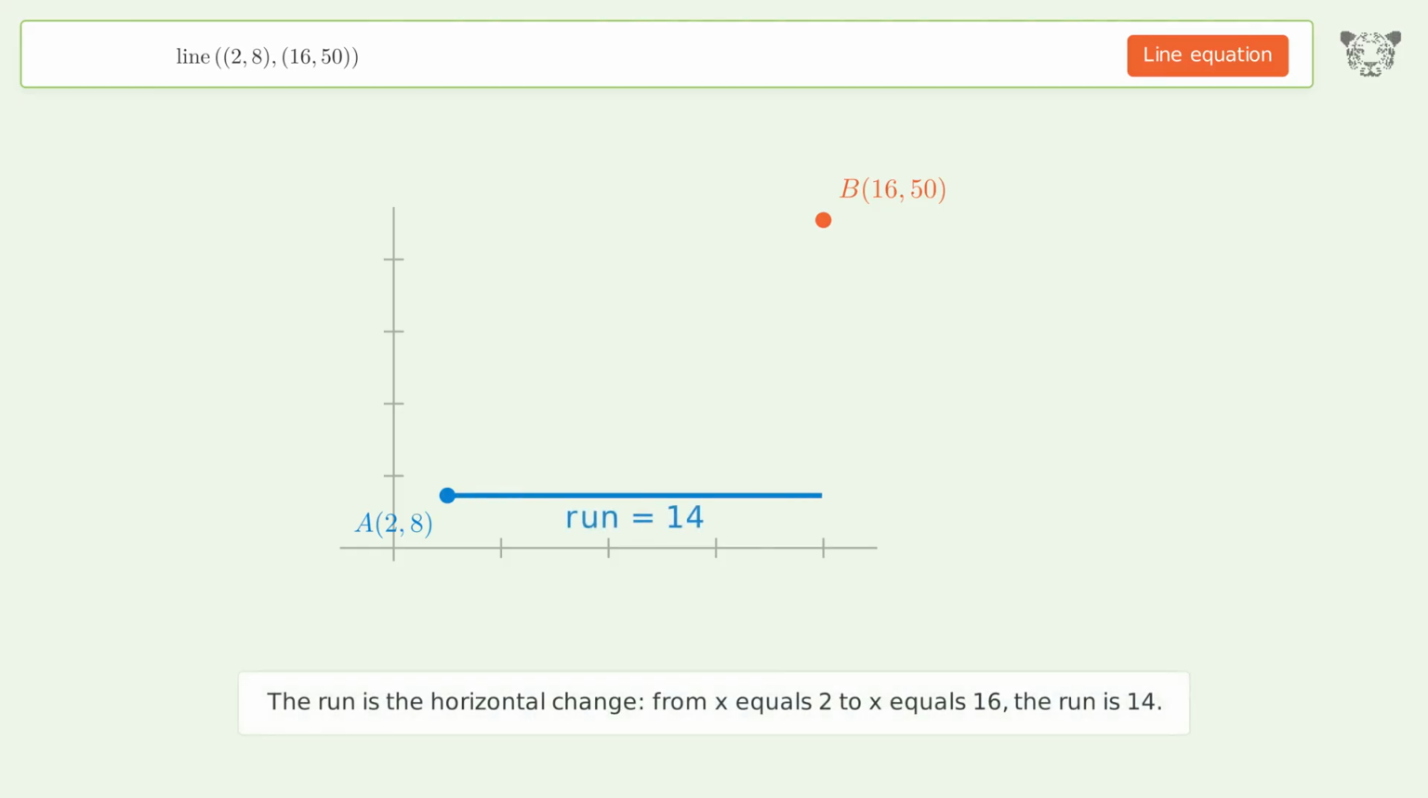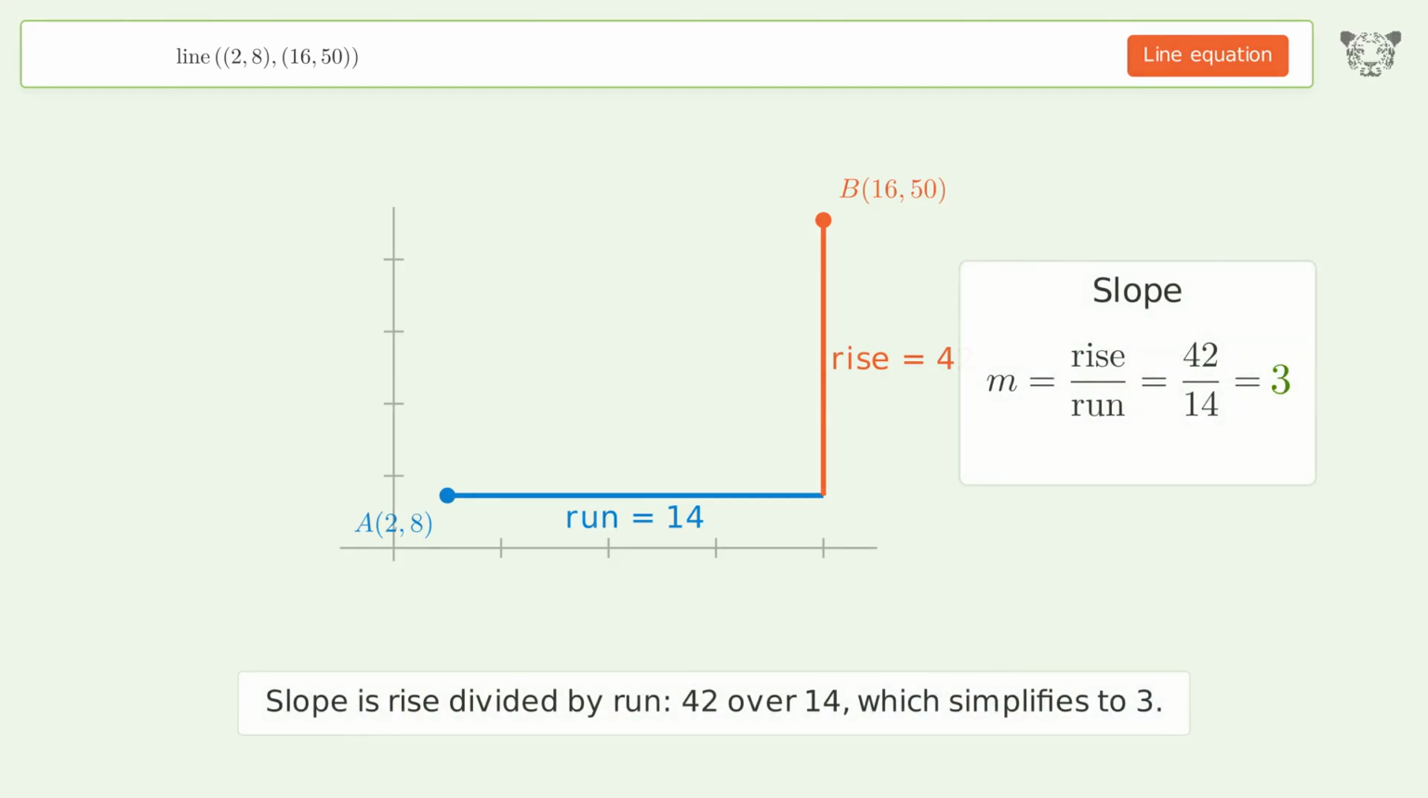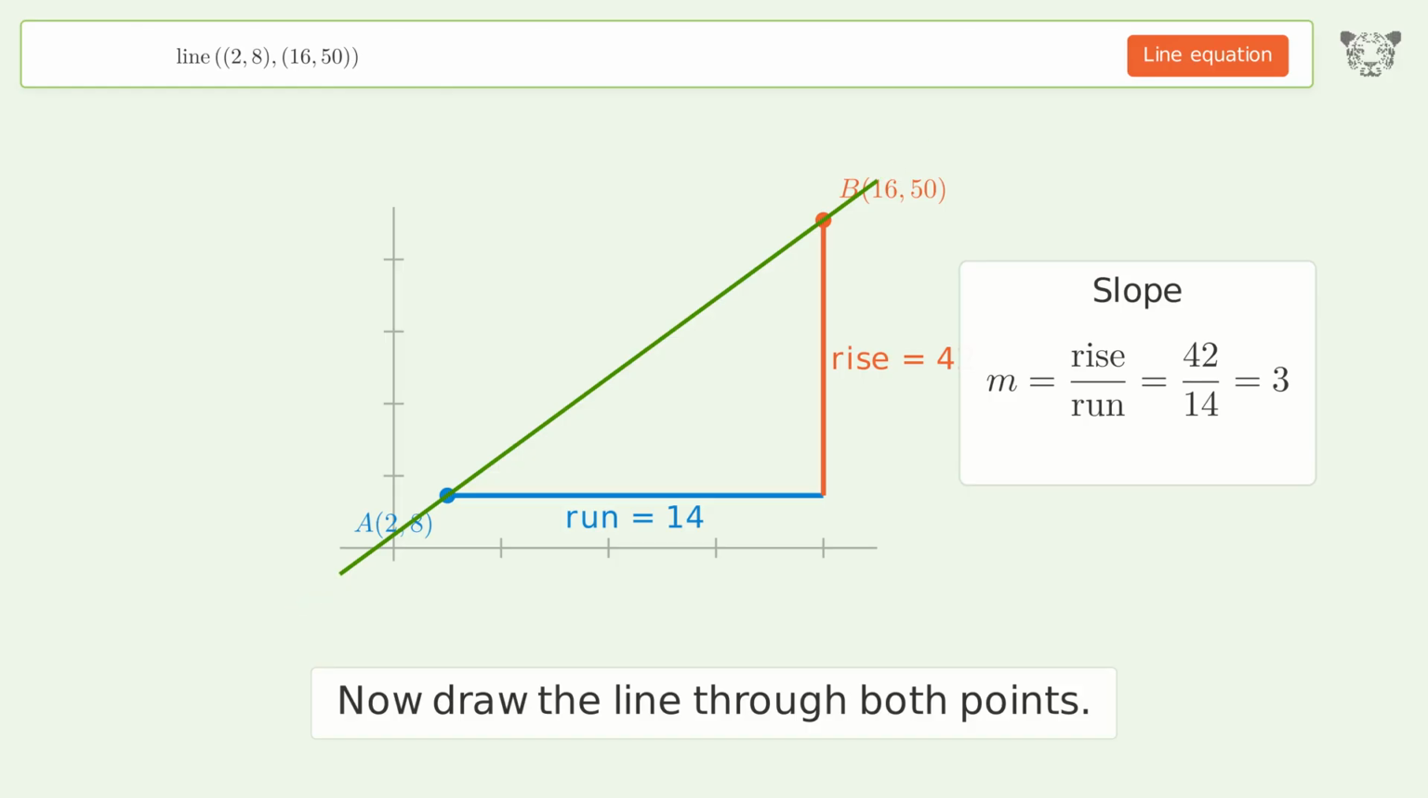The run is the horizontal change, from x equals 2 to x equals 16, the run is 14. The rise is the vertical change, from y equals 8 to y equals 50, the rise is 42. Slope is rise divided by run, 42 over 14, which simplifies to 3. Now draw the line through both points.